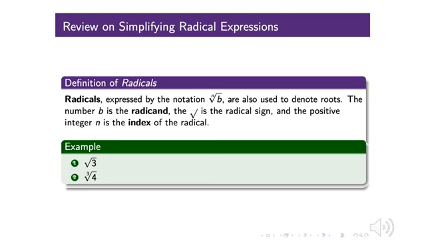Some examples of radicals are the following. First, we have the square root of 3 with index 2 and radicand 3. And for our second example, we have the cube root of 4 with index 3 and radicand 4.